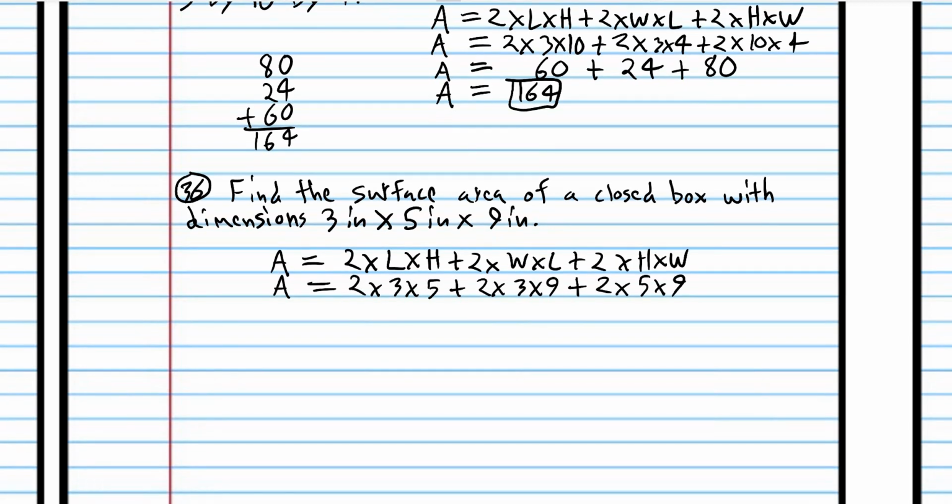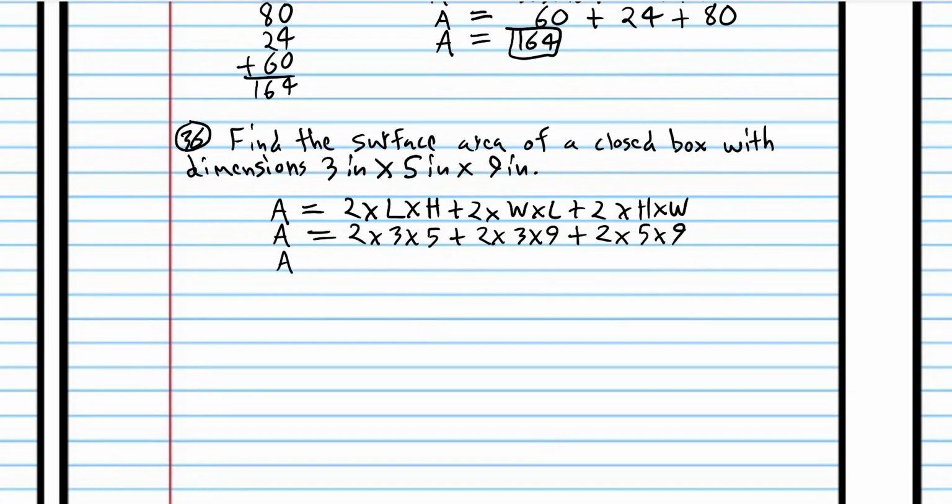So I have 3 and 5 here. I have 3 and 9 here, and 5 and 9. So I have different combinations of those numbers, and they're all multiplied by 2. 2 times 3 is 6. 6 times 5 is 30. 2 times 3 is 6. 6 times 9 is 54. 2 times 5 is 10. 10 times 9 is 90.